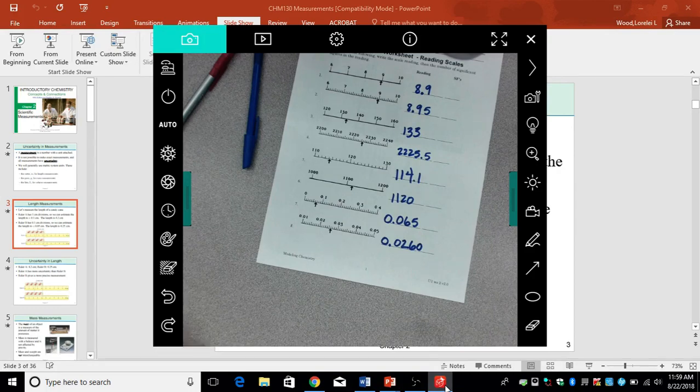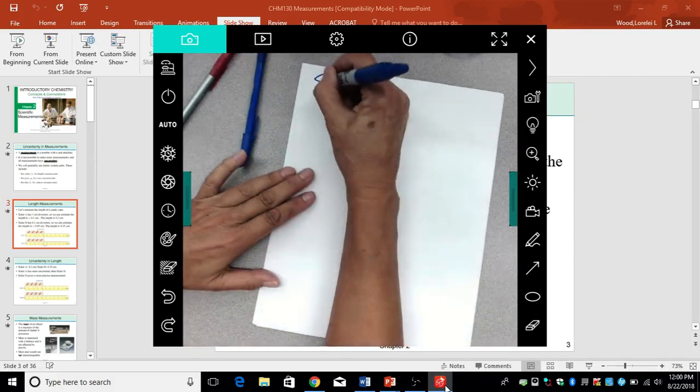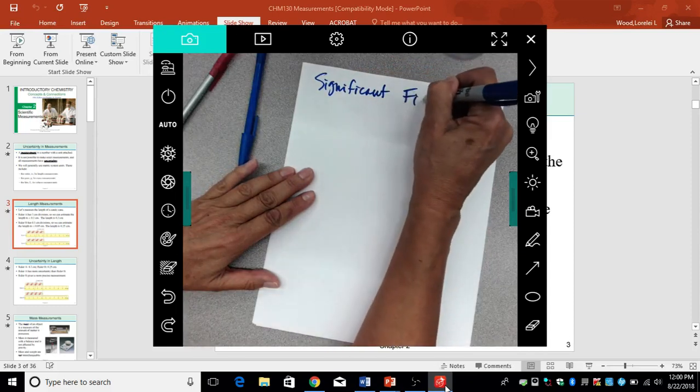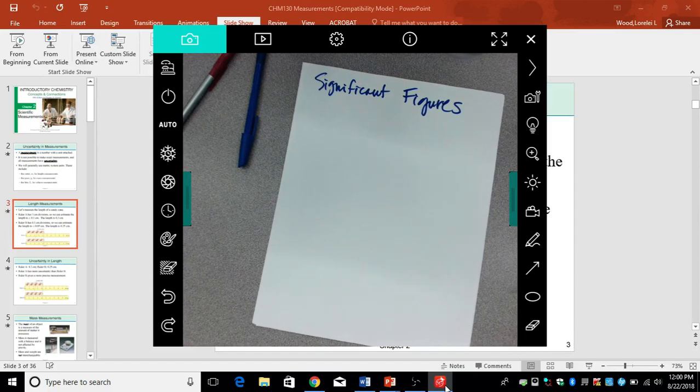We're going to talk about a topic now, and we'll keep this out because we're going to add something to this worksheet after we introduce this topic. And the topic we're going to talk about now is significant figures, or significant numbers. So somewhere in your notes, add a heading of significant figures or significant numbers.